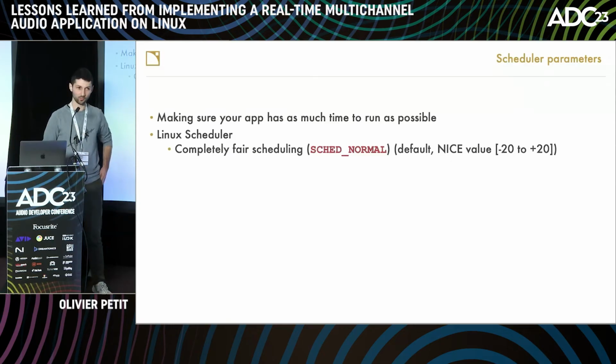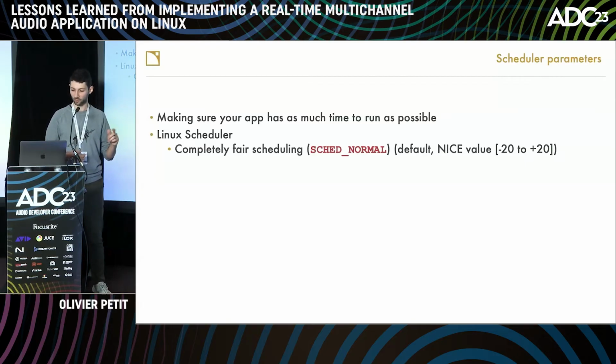In the Linux scheduler, by default, Linux is a general purpose operating system. So the purpose of Linux is to work the best possible for the widest range of applications possible. And for this, they use what's called completely fair scheduling. So basically, there is no priority between applications by default, and the scheduler will allocate time slices to applications in a consistent way.